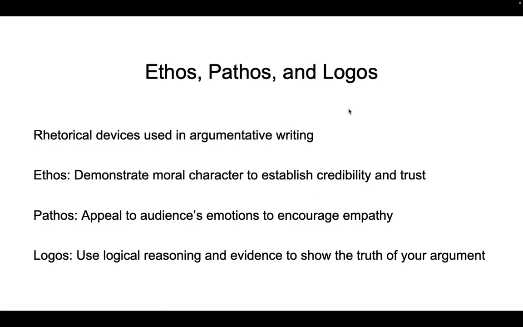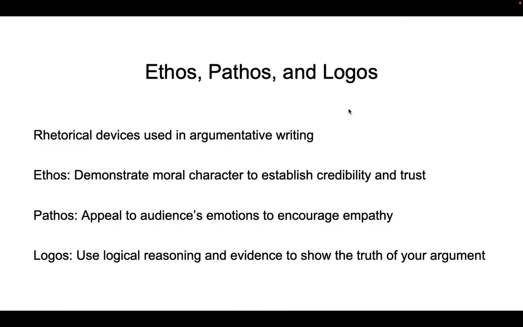In addition, argumentative writing can be strengthened by using ethos, pathos, and logos. These are rhetorical devices used in argumentative writing, which make it more persuasive. Ethos means that you demonstrate moral character to establish credibility and trust. For example, Dr. King uses ethos in Letter from a Birmingham Jail when he quotes the Bible to demonstrate his faith and moral values to the Christian and Jewish clergymen to whom he is writing.